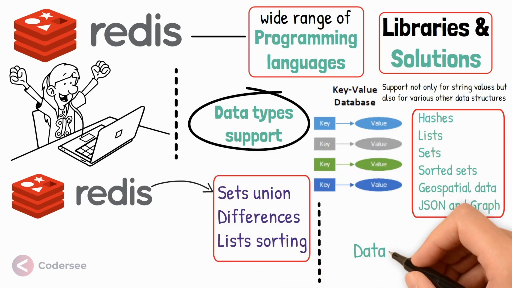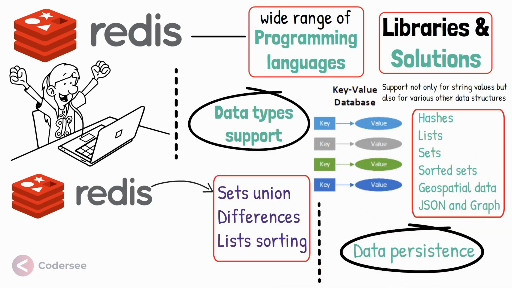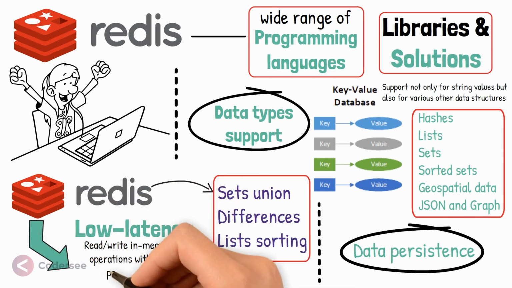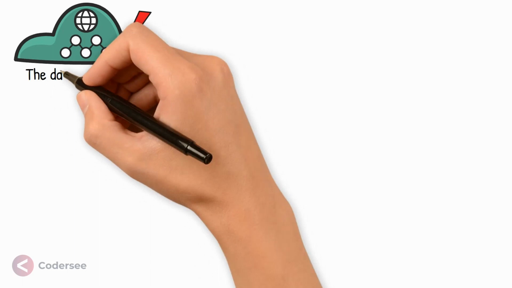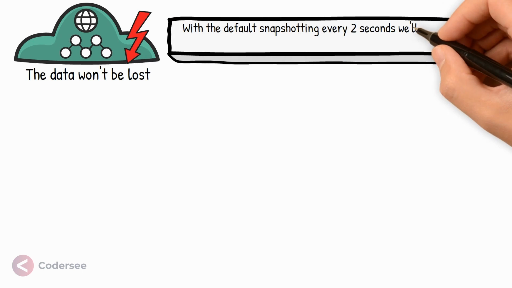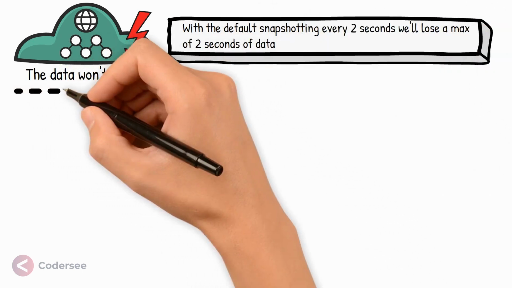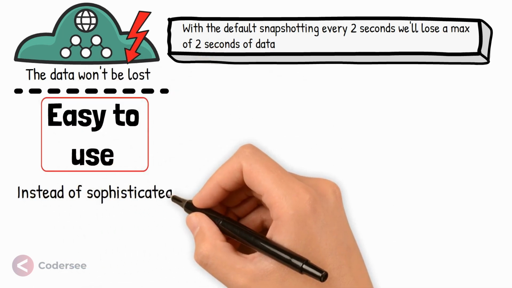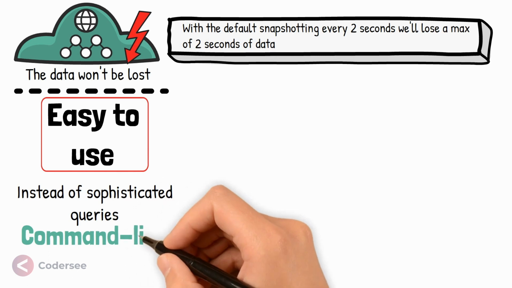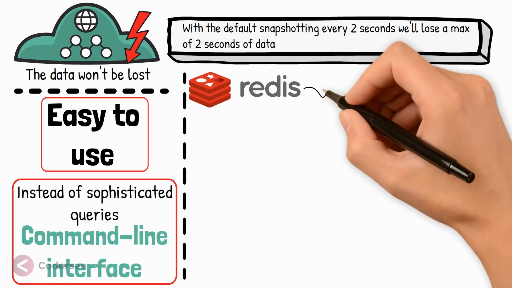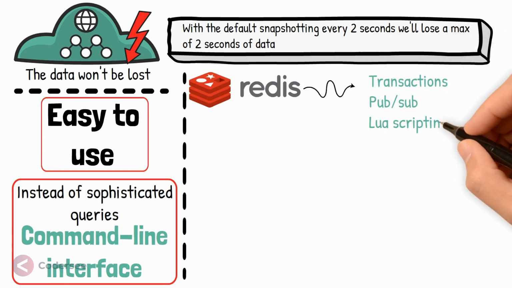Following, data persistence. As I mentioned previously, by design, Redis combines low latency read-write in-memory operations with data persistence. So in case our server goes down or simply restarts, the data won't be lost. Or technically, with the default snapshotting every 2 seconds, we'll lose a maximum of 2 seconds of data. Moreover, it's easy to use. Instead of sophisticated queries, we can communicate with Redis using a pretty simple command line interface. Lastly, Redis comes with many additional features like transactions, PubSub, or Lua scripting.